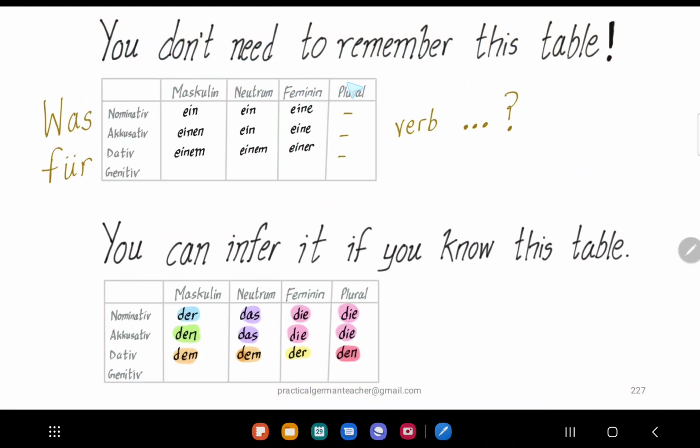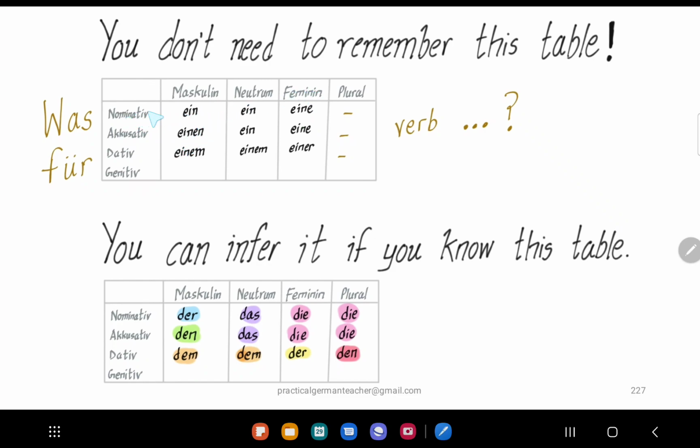So do you have to remember this table when you use was für? If it is plural, then you cannot use an article. But if it is not plural, and if you want to use an article, you'll have to remember this table. But you don't have to, right? I mean, do you not know this table, right? You already know this table, right? So einen, einem. You know this table, right? Already. So ein for neutral, masculine, eine for feminine for nominative cases.